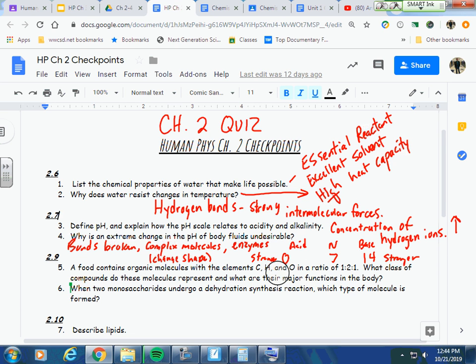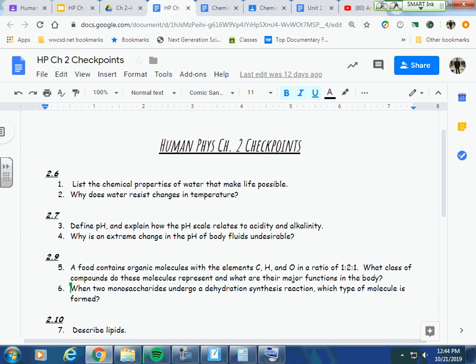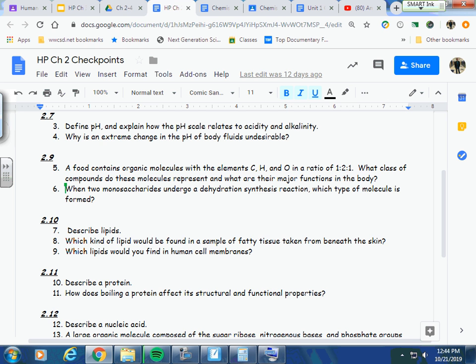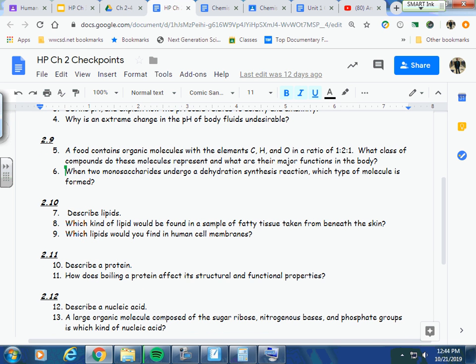So from all that, we go into the different biomolecule groups. We have our carbs, we have lipids, we have proteins. So number 9, if we have carbon, hydrogen, and oxygen in a 1 to 2 to 1 ratio, this is going to be a carbohydrate. Their function, I think I just said, think of it as a quick energy source.